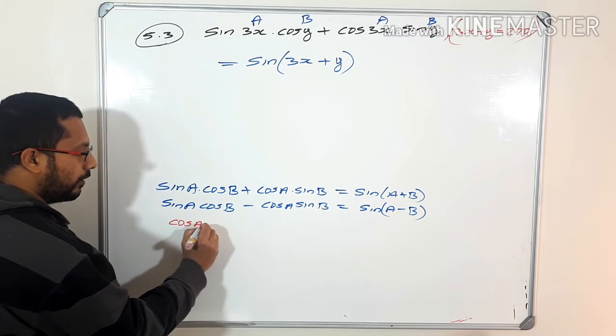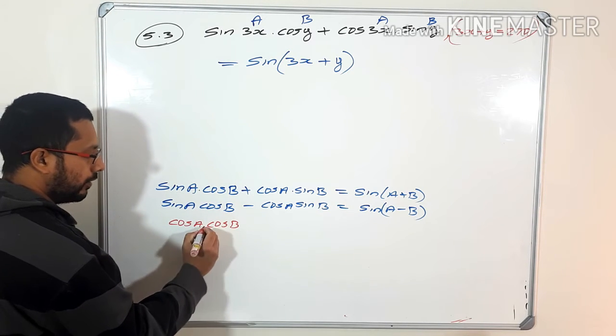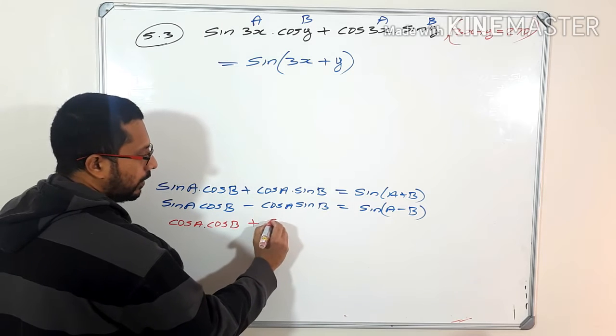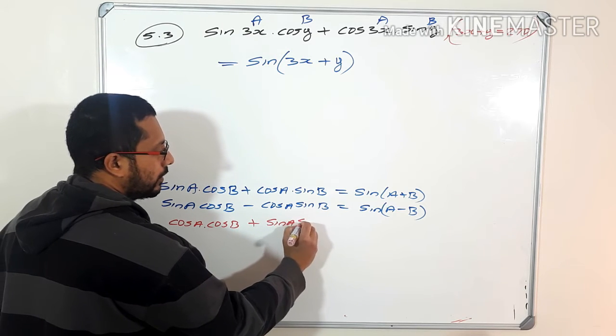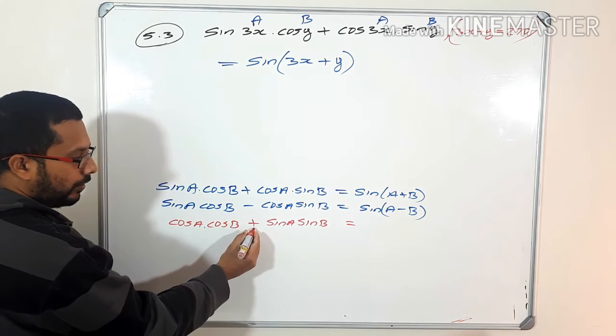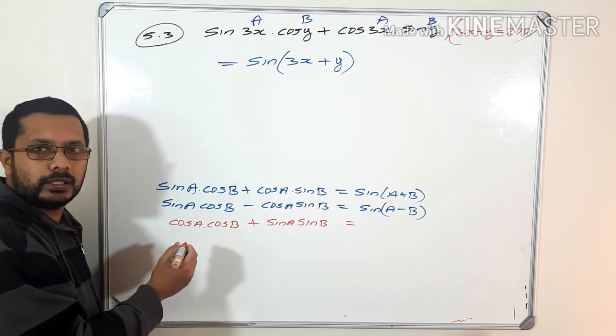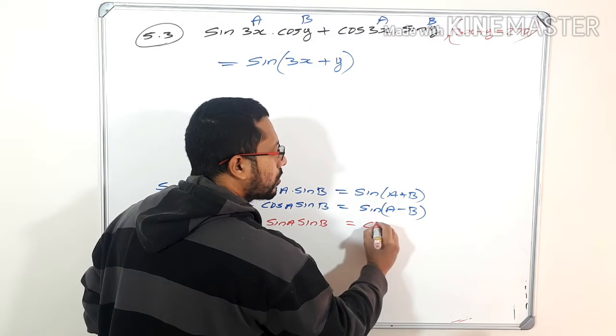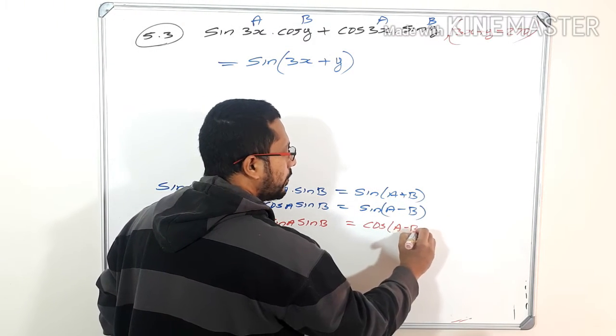Cos A cos B plus sin A sin B. So here there is a difference. When it is plus here, there it is minus. So it is cos of A minus B.